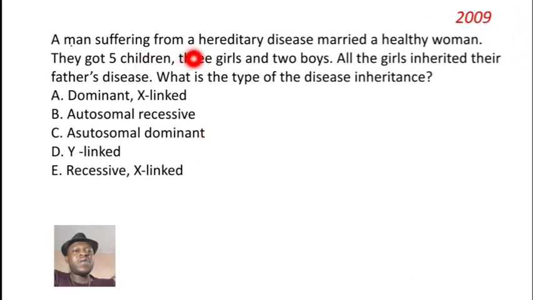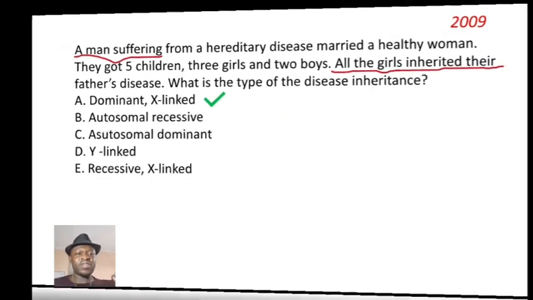A man suffering from a hereditary disease married a healthy woman. They had 5 children, 3 girls and 2 boys. All the girls inherited their father's disease. Remember, I just told you, all the girls inherited their father's disease. What type of disease inheritance is this? This one is X-linked dominant, right? That's the answer.